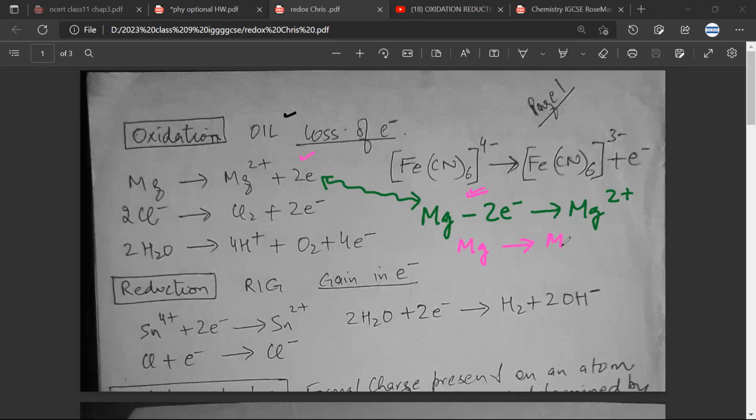I can write the same equation as Mg2+ plus 2 electrons also. If you see the sign, this negative becomes positive on the right hand side. Is it making sense? Yes, sir. So these are one and the same thing. These are the two ways in which reactions are written. I usually write reactions like this, and there are textbooks that write reactions like this, but we should understand that both of these are one and the same thing. Are we okay till here?